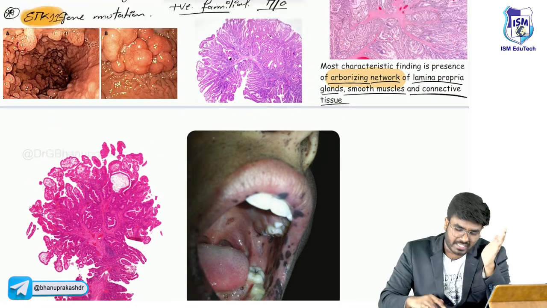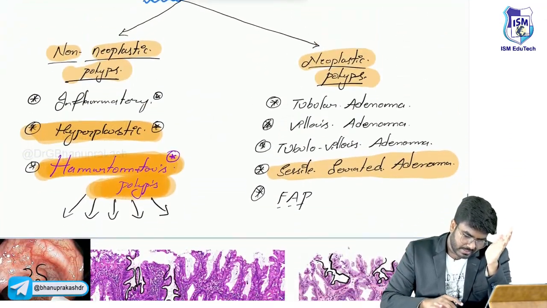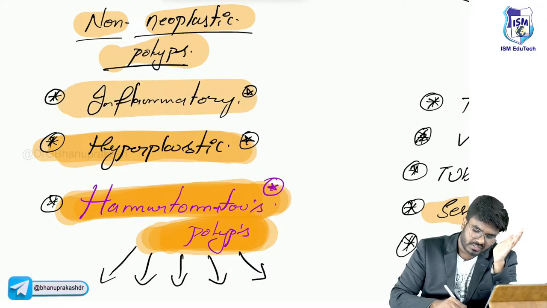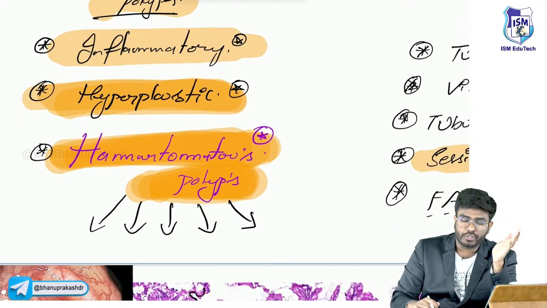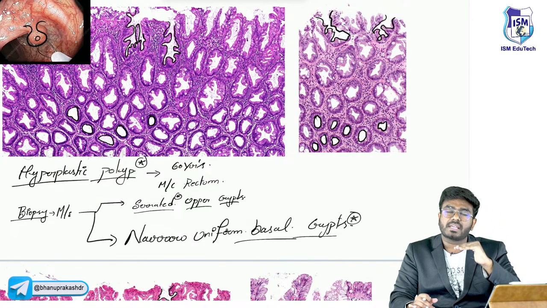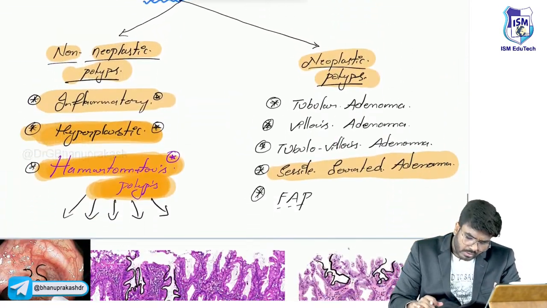So we have completed the three conditions in which you are going to see hamartomatous polyps. What are the non-neoplastic polyps? Just wait. We have discussed inflammatory polyps, seen in inflammatory conditions. Hyperplastic polyps, I have shown you the image: above, a serrated appearance, below, a narrow uniform appearance. Completed.